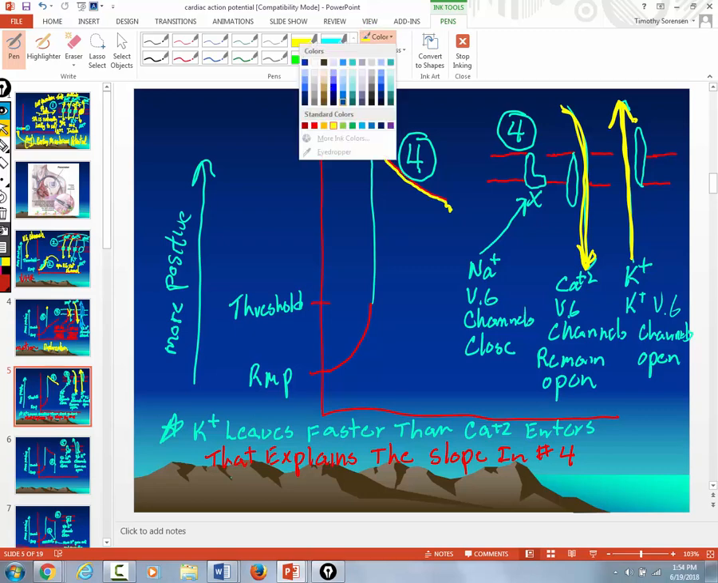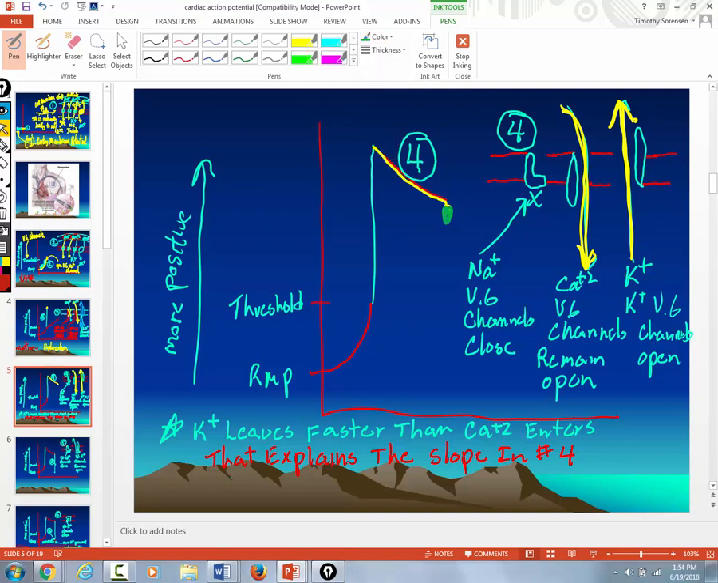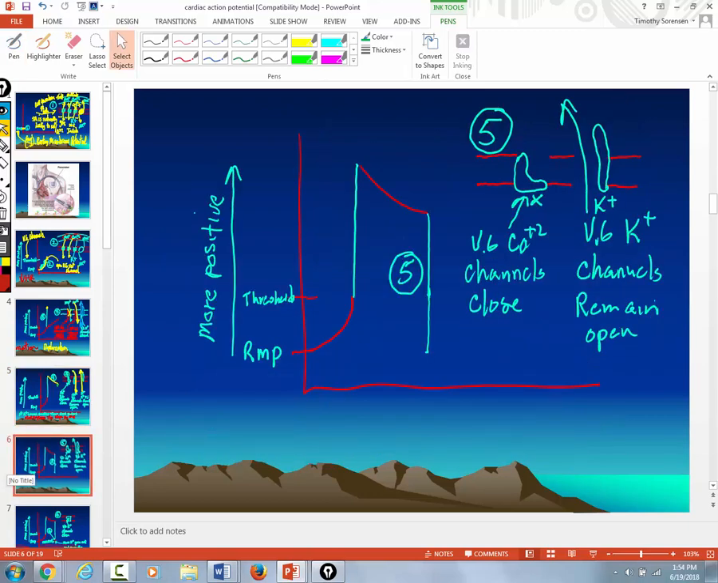Then another critical voltage is hit. Lots of critical voltages. Right here. And at that critical voltage, the voltage-gated calcium channels close and the voltage-gated potassium channel remains open. So right here, the voltage-gated calcium channels close, but the voltage-gated potassium channel remains open. So potassium begins to flood out. So what happens to the charge inside that heart cell? It starts dropping down towards resting again.